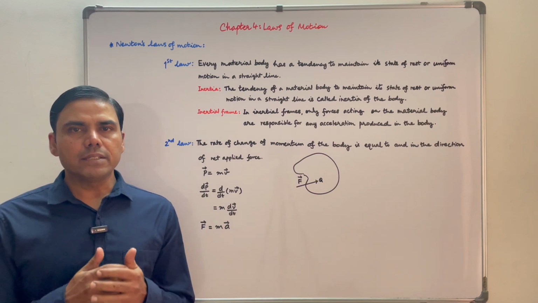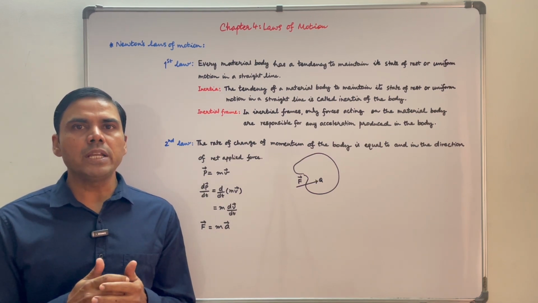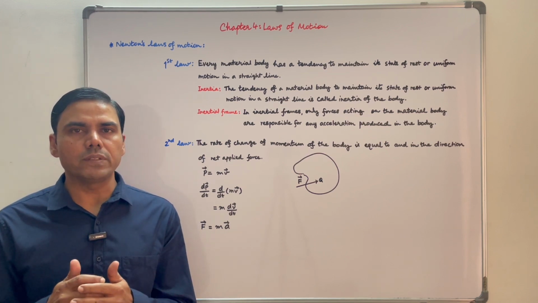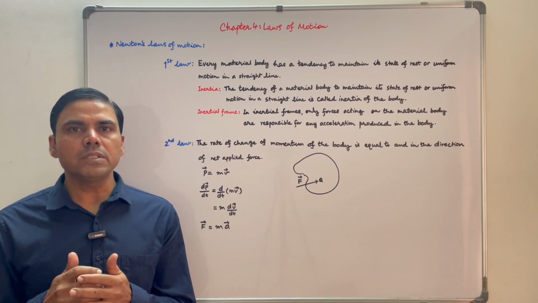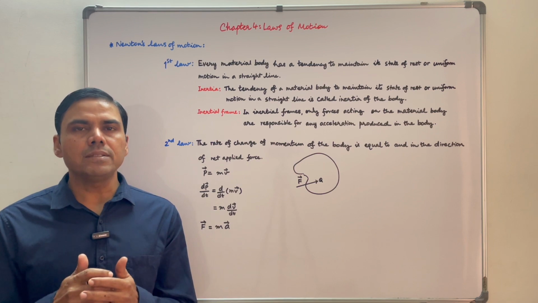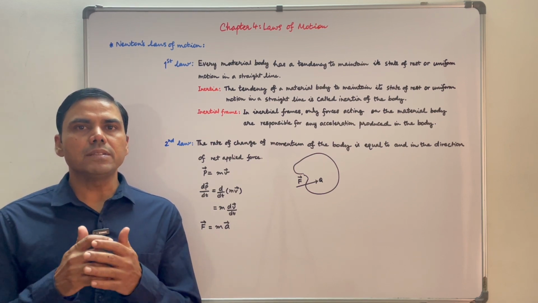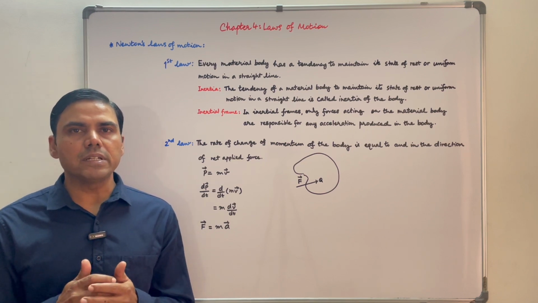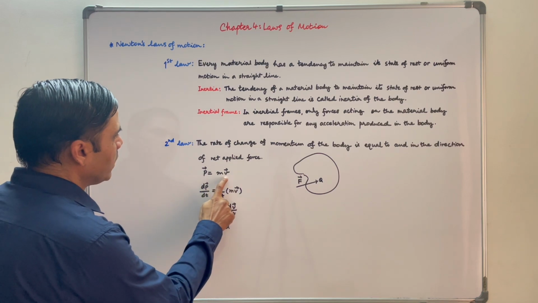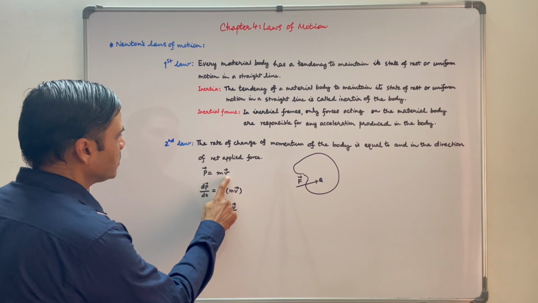Second law. As per this law, the rate of change of linear momentum of a material body is equal to and in the direction of net applied force. Momentum in simple terms means mass in motion. If a material body has certain mass and it is in motion, then it will have momentum. Momentum is a vector quantity and it is represented by letter P and given by the formula P is equal to mv, where m is mass of material body and v is its velocity.